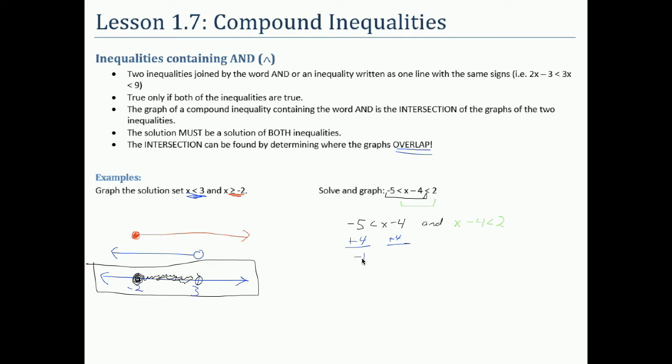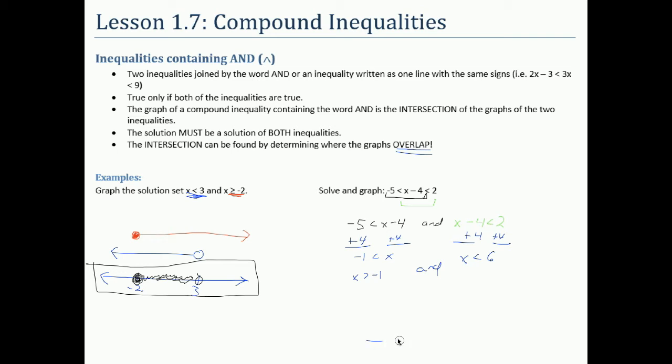And we get -1 is less than x. We like to put the variable first, so we can say x is greater than -1. Over here, we would add 4 to both sides, and you get x is less than 6. This is an and. And so now we're back to doing something like this.